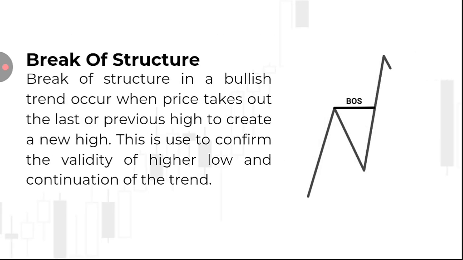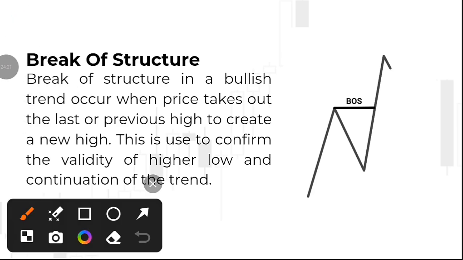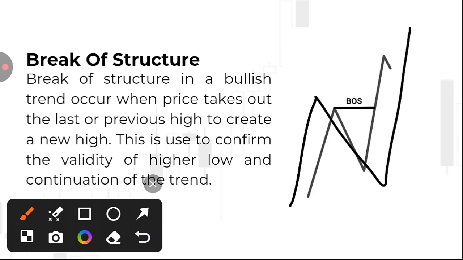Another term we need to look at is break of structure. So what is break of structure and what does it mean? Break of structure in a bullish trend occurs when price takes out the last or previous high to create a new high. This is used to confirm the validity of the higher low and continuation of the trend. So when price displaces above this last high, that simply means that price has broken structure. What happened right there is what we tag BOS, or break of structure.